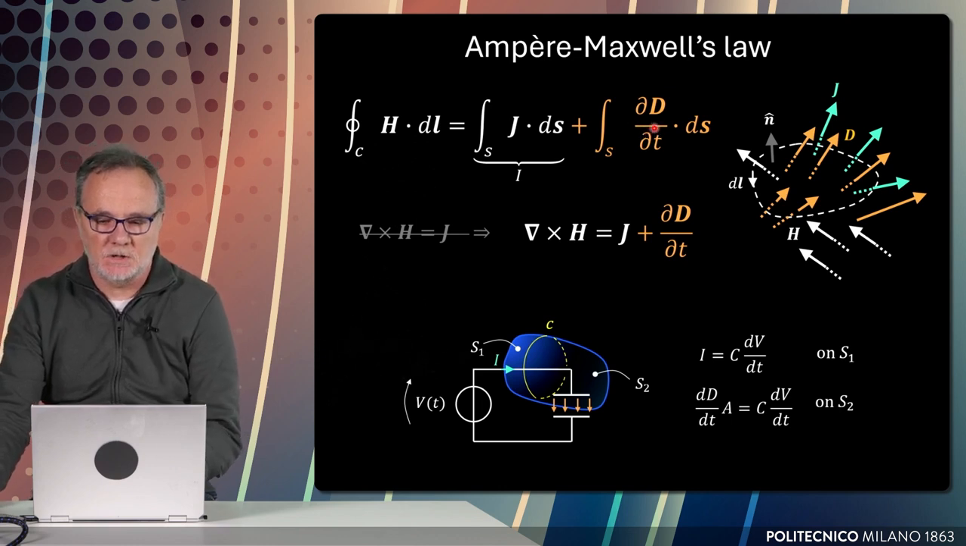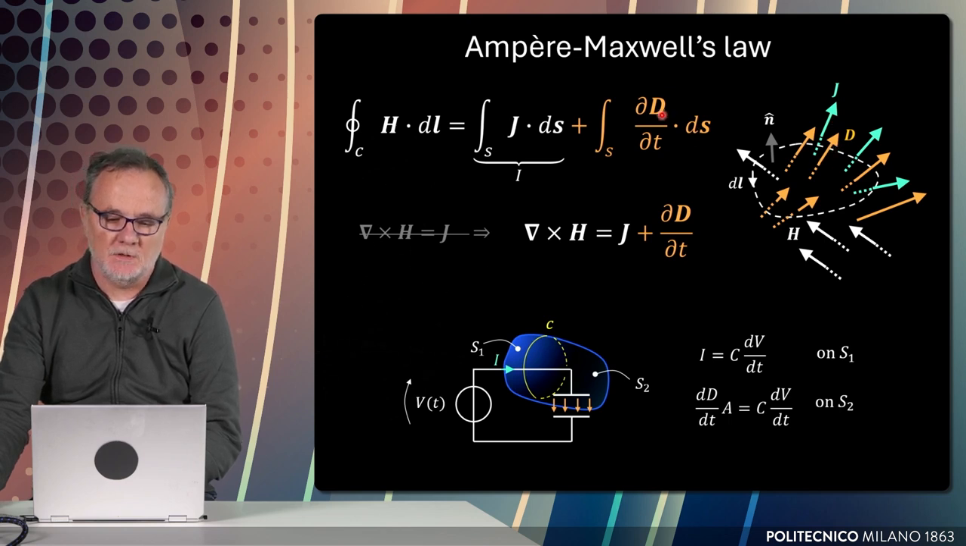So we have, as you see, several quantities. We have H, which is plotted in white here. We have J, that can be somewhere in space. We have D, and in particular the flux of D through this line. J is the green arrow, and D is the orange arrow.